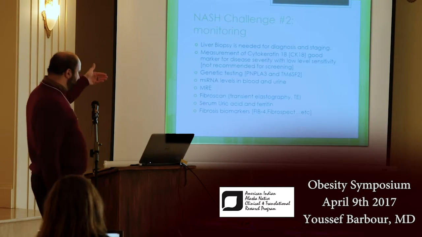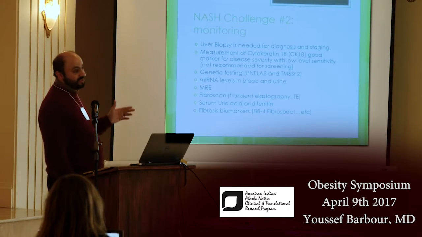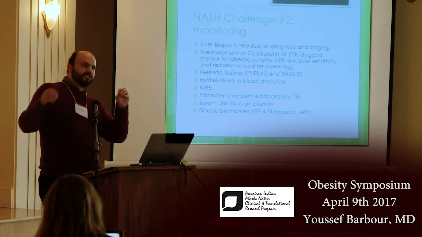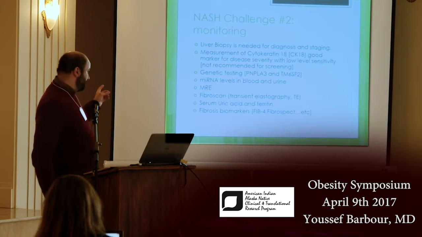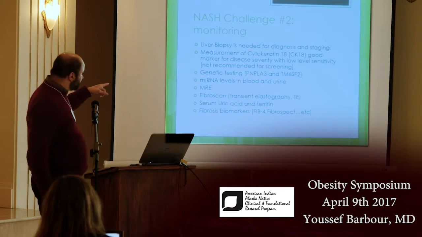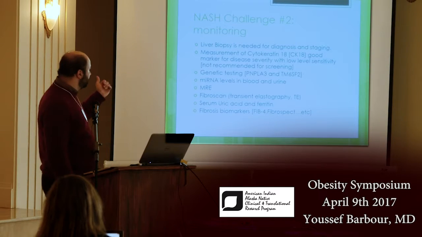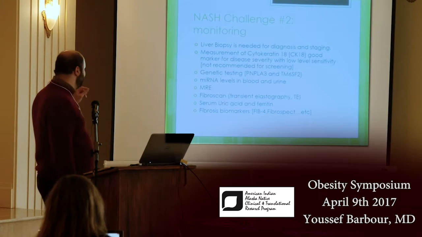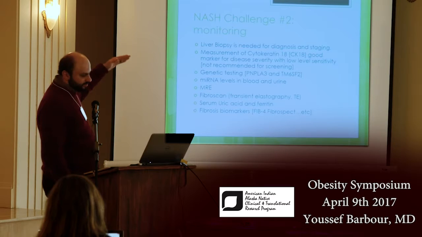But there are all these other markers they're trying to work on, like microRNA levels in the blood and urine. There are all these studies about all these different microRNAs. It doesn't carry genetic information. It has an epigenetic effect, but it seems that it goes up in NASH. There's this measurement of cytokeratin 18, which seems to be a good marker. Obviously, we have FibroScan, we try to use it, but it doesn't really tell you much about NASH itself. And there's the MRI, which is like FibroScan, but a more expensive one.